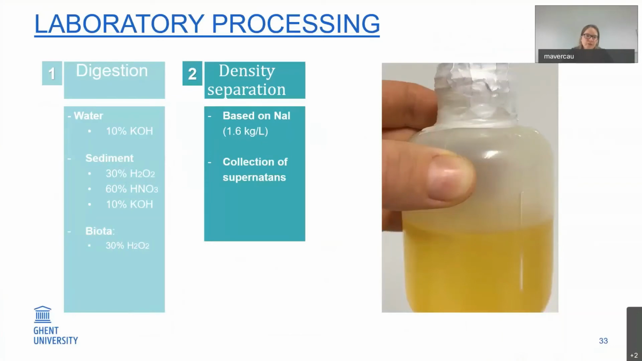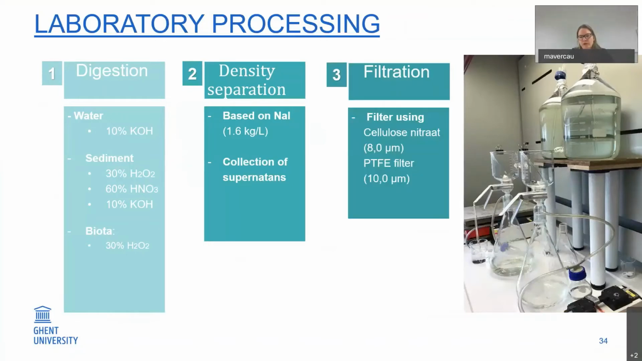So next to digestion, we do density separation. This is based on a dense sodium iodide solution, and the goal there is to make all the plastic material float, and all sediment particles and others sink to the bottom. So we collect the supernatants of this density separation, and we move on with that. And then we have filtration. During the whole process, we filter using cellulose nitrate filters. Those filters are collected and then digested again. And then we put everything on a PTFE filter that we use for analysis on the FTIR.